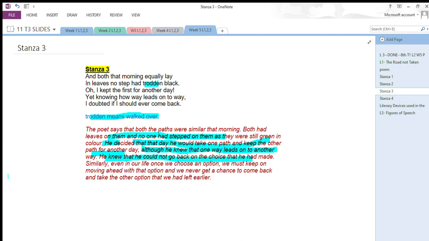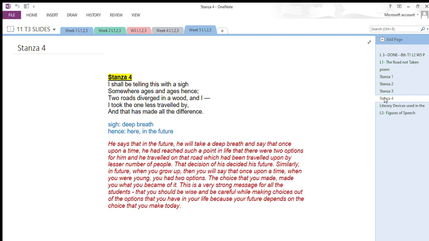Now, this is a very deep point. Similarly, in our life, once we choose an option, we must keep on moving ahead with that option, and we cannot get back. We cannot go back to change our choice. We never get a chance to come back and take the other option that we had left earlier. So it is useless to regret. Okay, once you have made the choice, go with it, and whatever difficulties or whatever advantages or disadvantages you come across, you have to face them boldly.